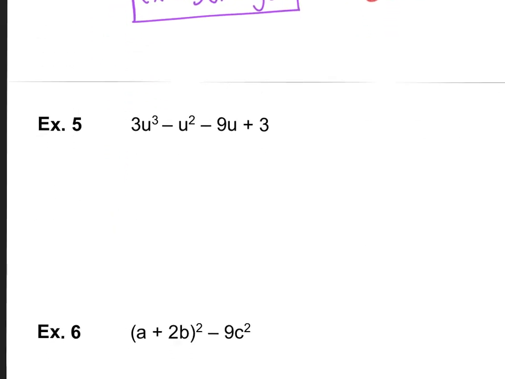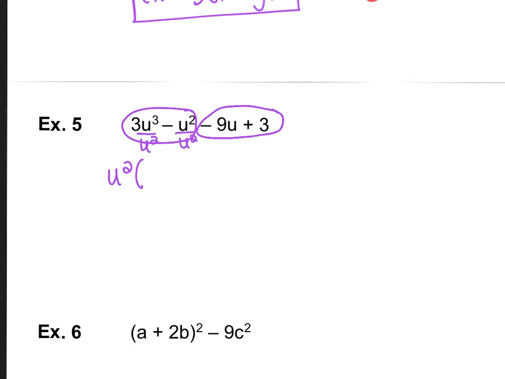Okay, so number 5, we can see we have 4 terms. So we're going to check for that perfect square trinomial, which we can see here that u to the third is not a perfect square. So we don't have that. We also do not have a difference of the squares. So I am going to group these. And I can see that in the first part, I have u squared as my only GCF. So I'm going to pull that out. And I'm going to divide everything else by u squared.